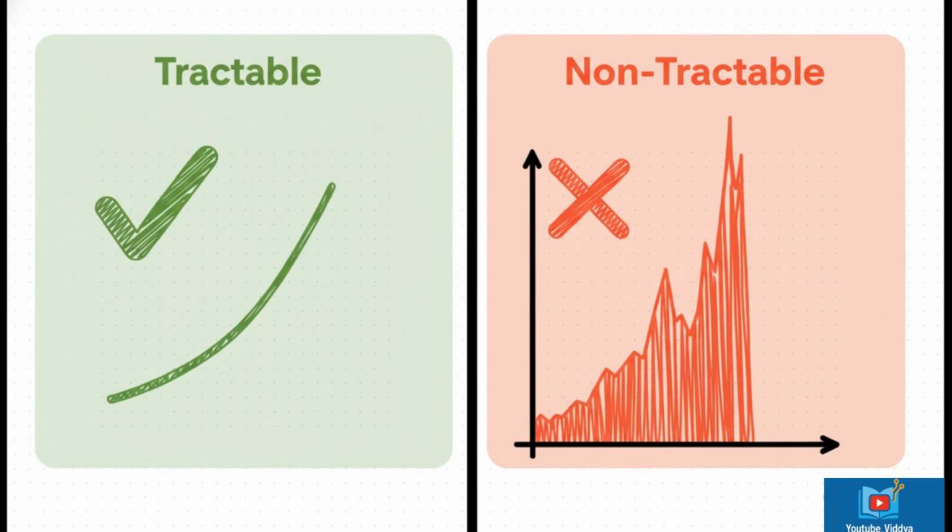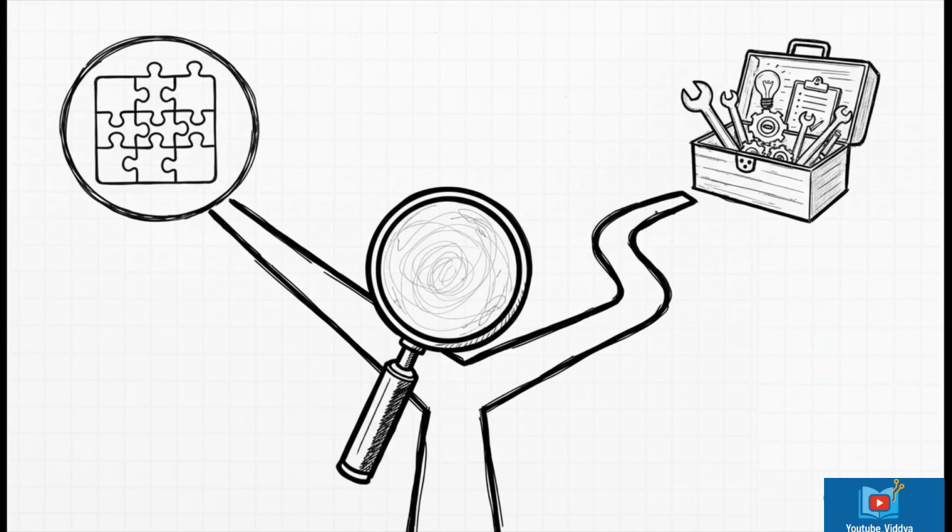Then you have the non-tractable problems. These are a different beast entirely. As their input size grows, the time to solve them just explodes exponentially. We're not talking about taking a few extra minutes. We're talking about taking longer than the age of the universe. And knowing which bucket your problem falls into, that is probably one of the most critical first steps for any engineer. It tells you whether you should even bother trying to find a perfect, exact solution, or if you need to completely change your strategy.